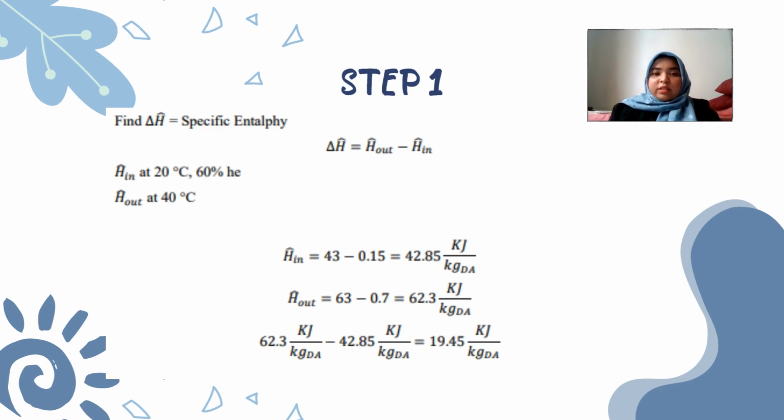Step 1, we are using the specific enthalpy formula, which is out minus in. For the in, as shown in the calculation, 43 minus 0.15 equals 42.85 kilojoules per kg, and for the out, it is 63 minus 0.7 equals 62.3 kilojoules per kg. Using the specific enthalpy formula, 62.3 kilojoules per kg minus 42.85 kilojoules per kg equals 19.45 kilojoules per kg.